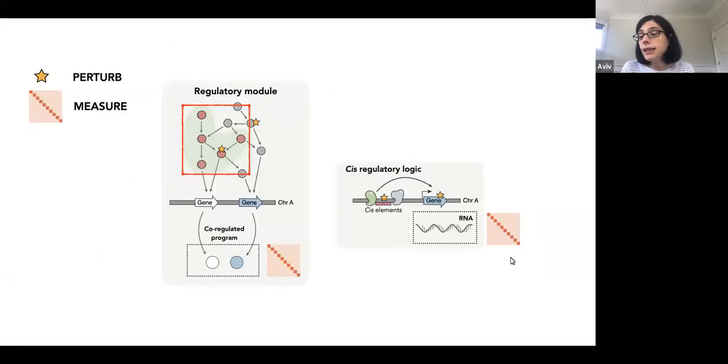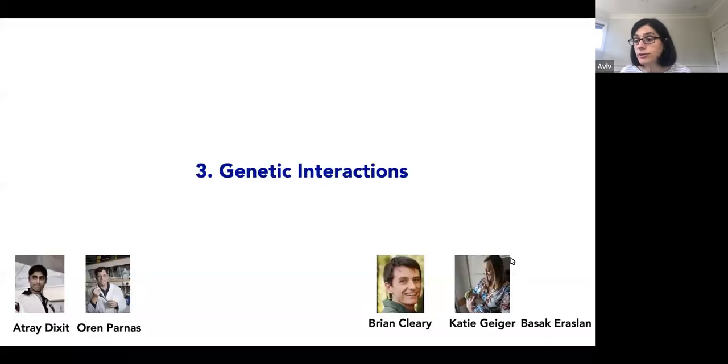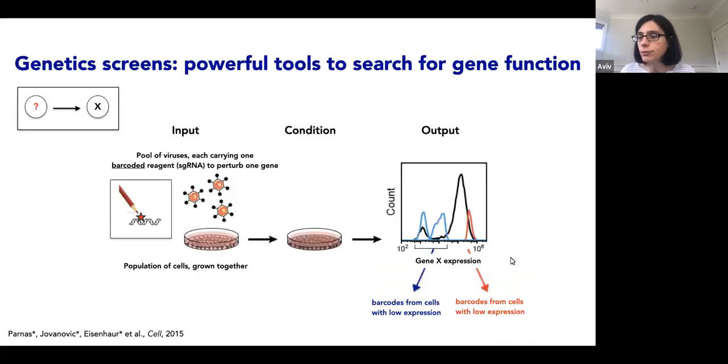So finally, in the last part of the talk, I want to turn to the problem of the regulatory modules of genes that control the expression of other genes and the genetic interactions between these regulators. And this part is still work in progress. It started with work done by Trey Dixit when he was a computational grad student in the lab, and Oren Parnas when he was an experimental postdoc in the lab, and now has his own group at the Hebrew University, and more recently by Brian Cleary in one line of work, as well as Katie Geiger and Bashak Erslan, who are postdocs in the lab in another line of work.